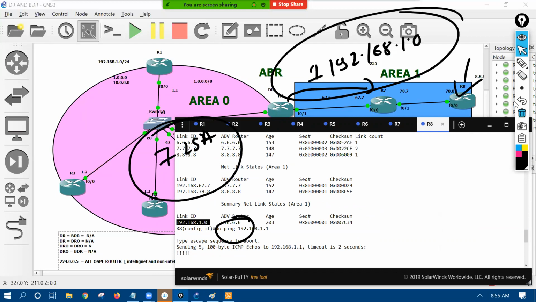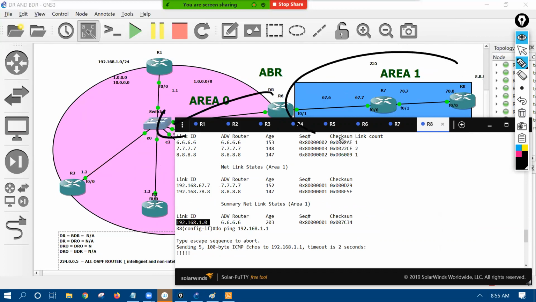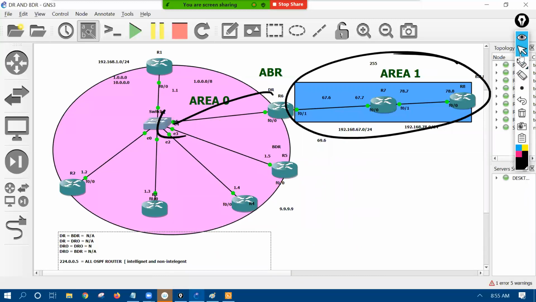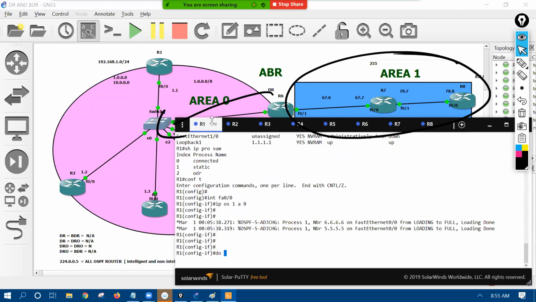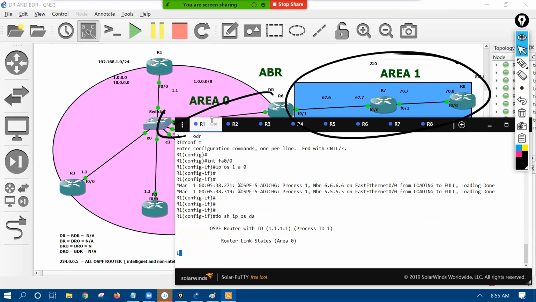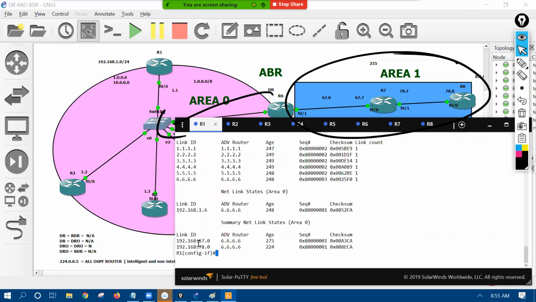But what about area number 0 from this guy? How many LSAs will be shared to area number 0? R6 is my ABR router. If you go to R1, you will have 2 LSAs, do show ip ospf database, 2 summary LSAs. One is the 67.0 network, and one is the 78.0 network. And who is 6.6.6.6? 6.6.6.6 is my border router.